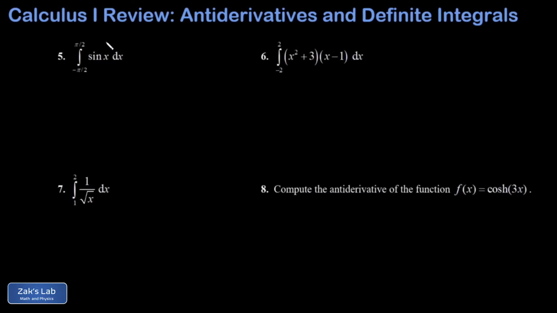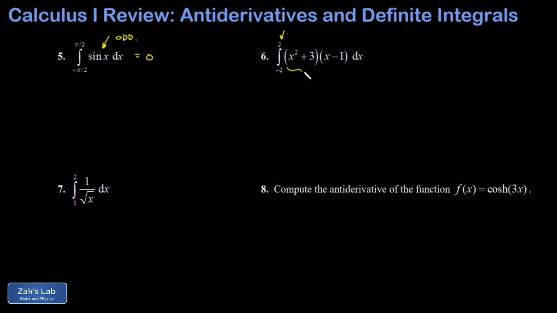In number 5, I see an odd function integrated on an interval symmetric about the origin. That means the function spends just as much time above the x-axis as it does below, and this one vanishes by symmetry. In number 6, I notice that again I have an interval symmetric about the origin, so I start looking for symmetries to take advantage of.